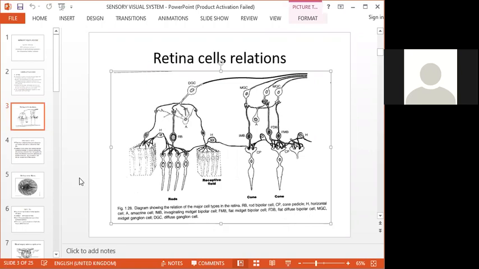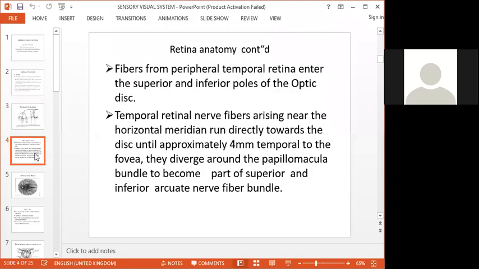Please, if you are not clear, don't hesitate to find out. So fibers from the peripheral temporal retina enter the superior and inferior poles of the optic disc. Temporal retinal nerve fibers arising near the horizontal meridian run directly towards the disc until approximately 4 millimeters temporal to the fovea. Then they diverge around the papillomacular bundle to become part of the superior or inferior arcuate nerve fibers.